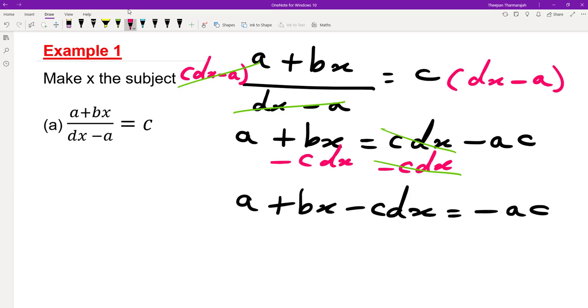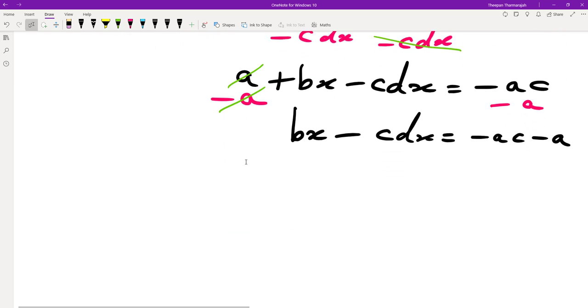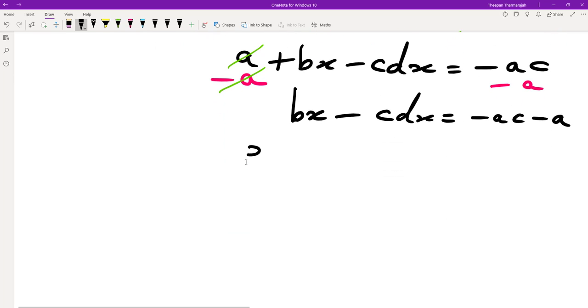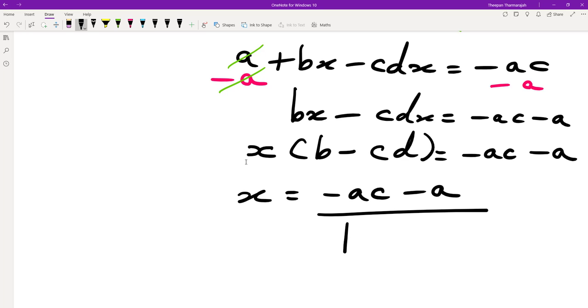So I'm going to get rid of positive a by minusing a on both sides of the equation. And then they will cancel out. So we get bx minus cdx equals minus ac minus a. So what we can do at this stage is to factorize x out because it appears twice. So we get x times b minus cd equals minus ac minus a. So we could divide it now. So we get x equals minus ac minus a over b minus cd.